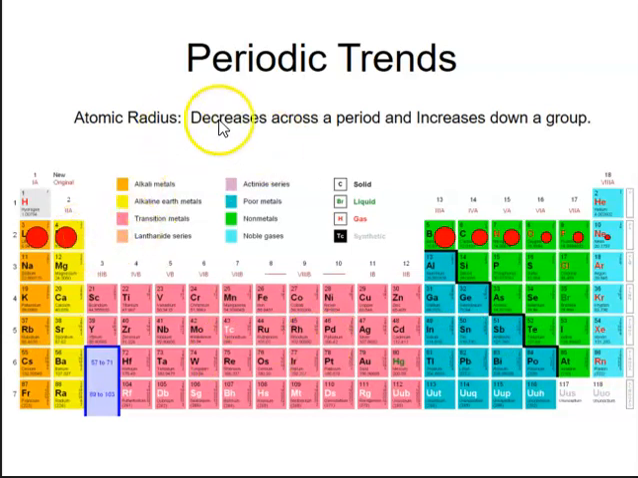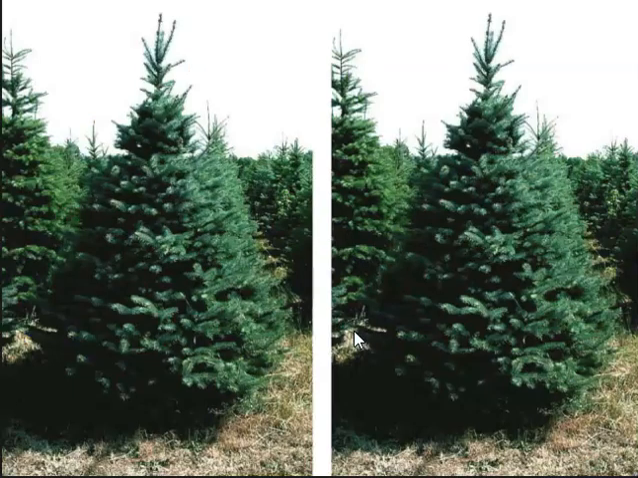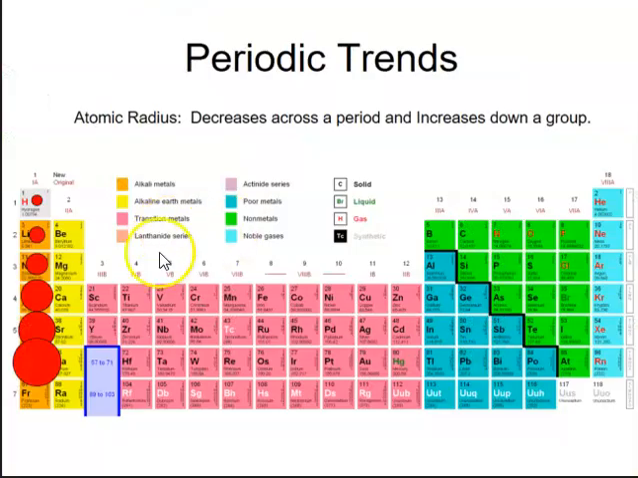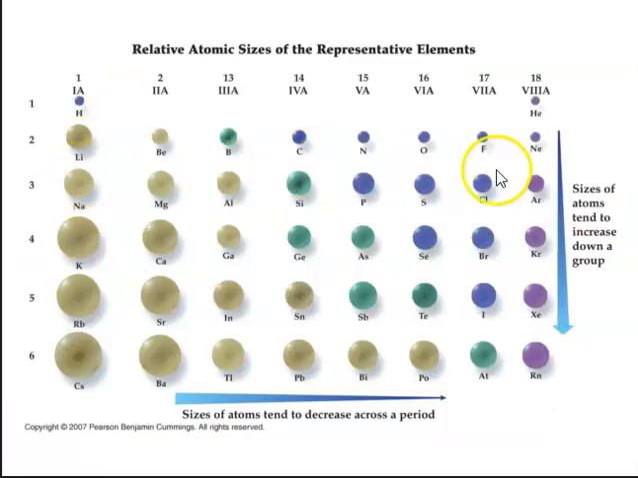The other trend is that these things get larger going down a group. I started thinking, what's small at the top and big at the bottom? A tree, like a little Douglas fir tree. Small at the top, big at the bottom. So think of all of these groups as trees, skinny at the top, fat at the bottom. As you move down a group, they get bigger and bigger. Here's a nicer picture of more accurately depicted sizes.